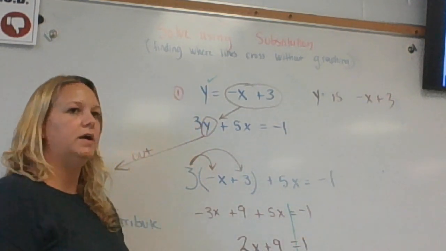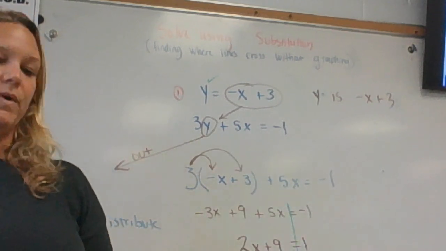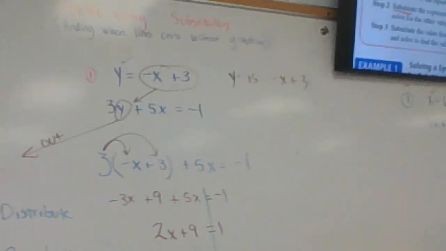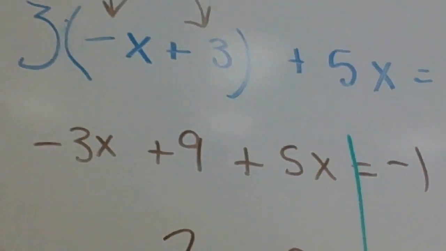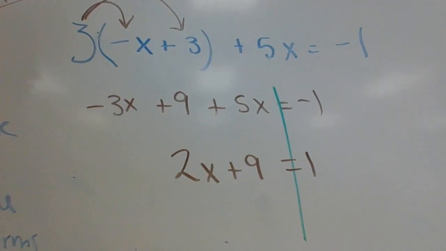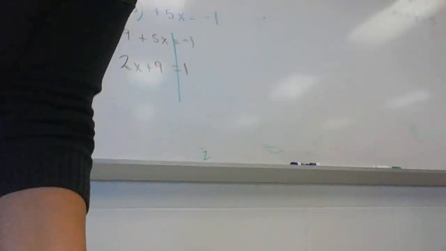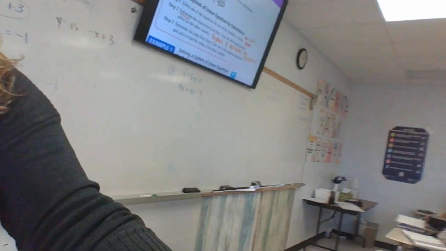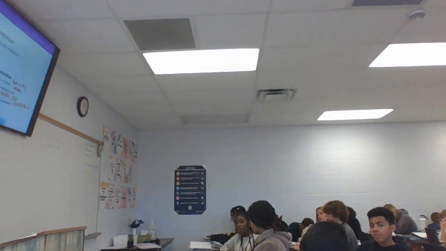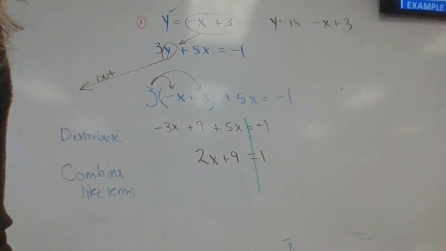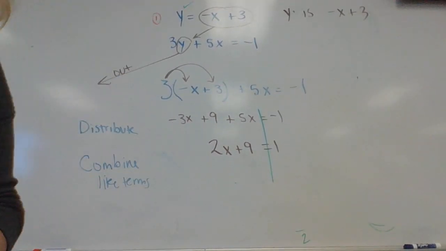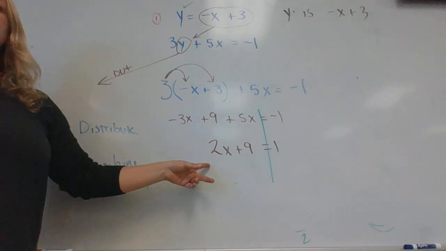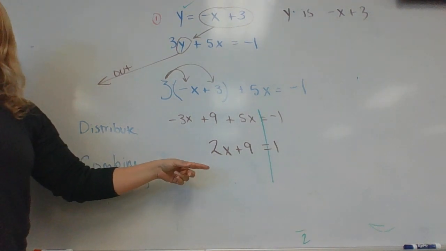All right, so when I combine like terms, I end up with 2x plus 9 equals 1. You guys, don't worry about what I just said. Be quiet. We're working on x and y. What's our next move?